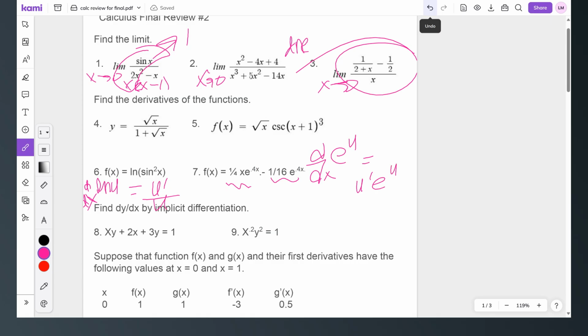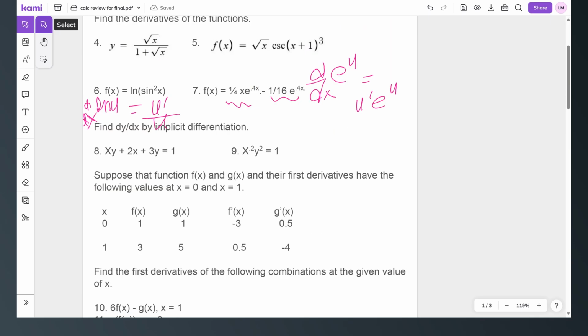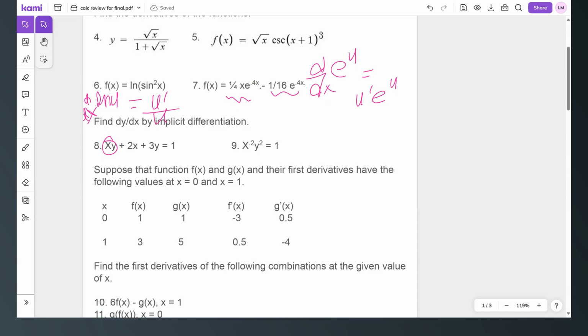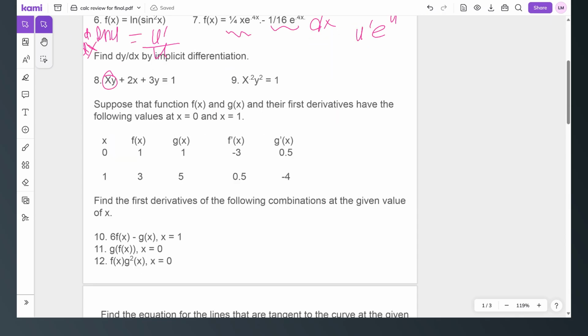All right, implicit differentiation. Remember, anytime you take the derivative of y, you have to put dy dx and then solve for dy dx. So I have product rule here, so it'd be x times dy dx plus y times 1, then plus 2 plus dy dx equals 0, and then I'm going to gather up all my dy dx's and factor out the dy dx and solve. And same thing, product rule for number 9.